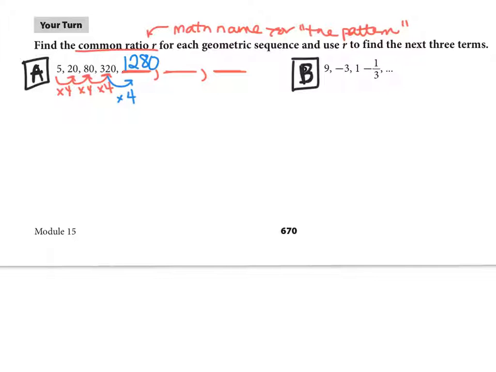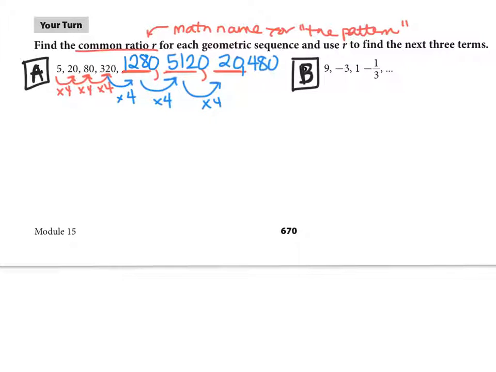And now I'm going to take the number 1,280 and multiply by 4 again. This time I got 5,120. And if I do that one more time, I'm going to get 20,480. All right, so all we're doing is figuring out the pattern and keeping it going. Pause the video, see what you can come up with for B, and we'll talk about it here in just a minute.